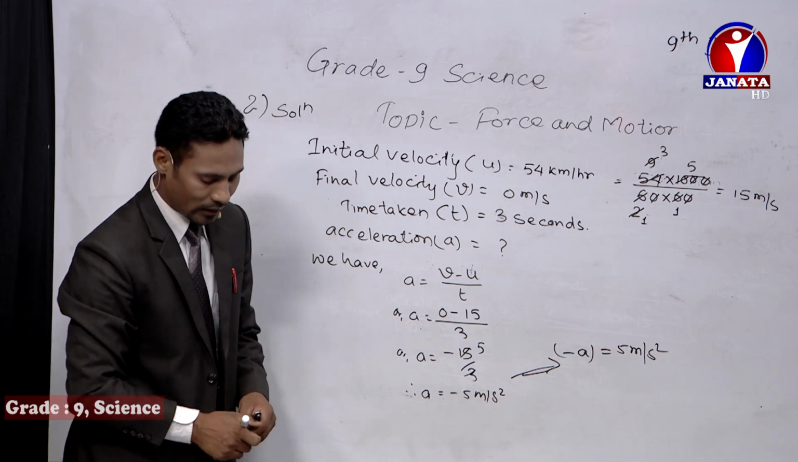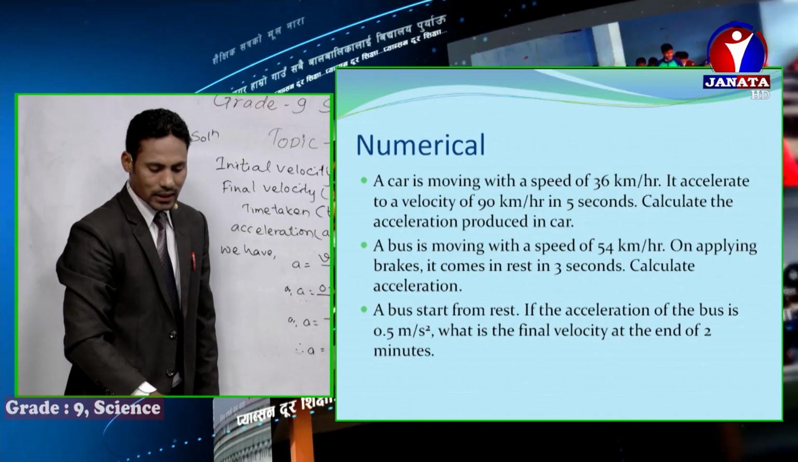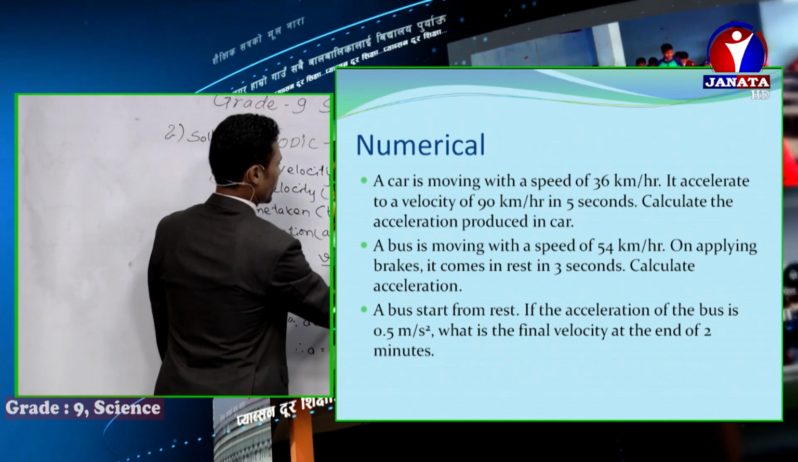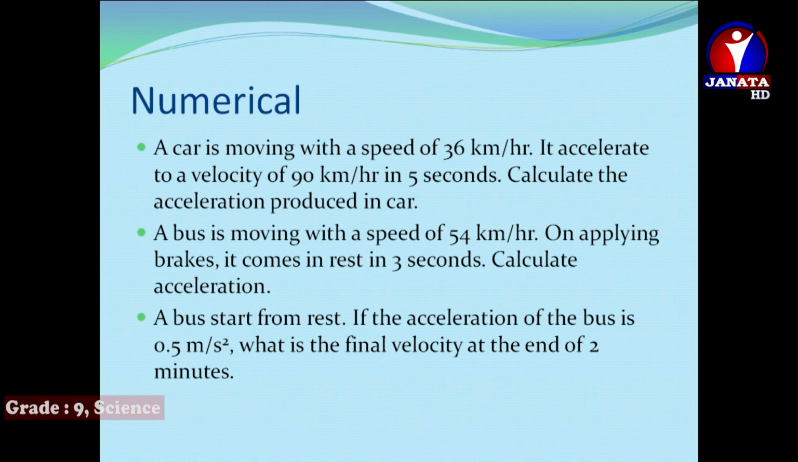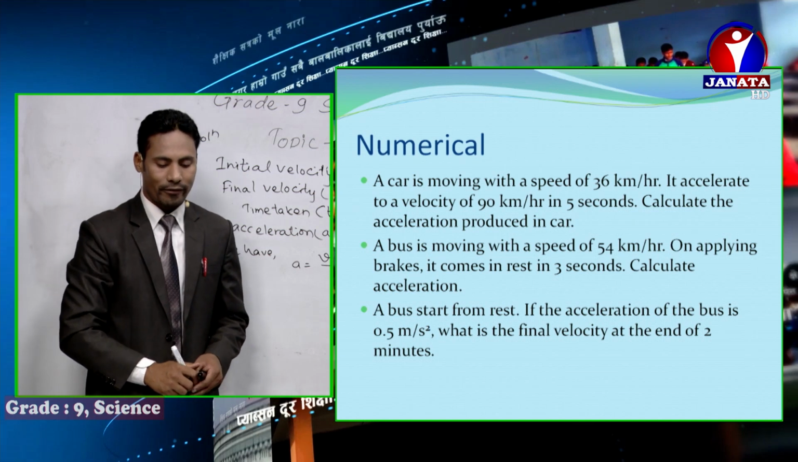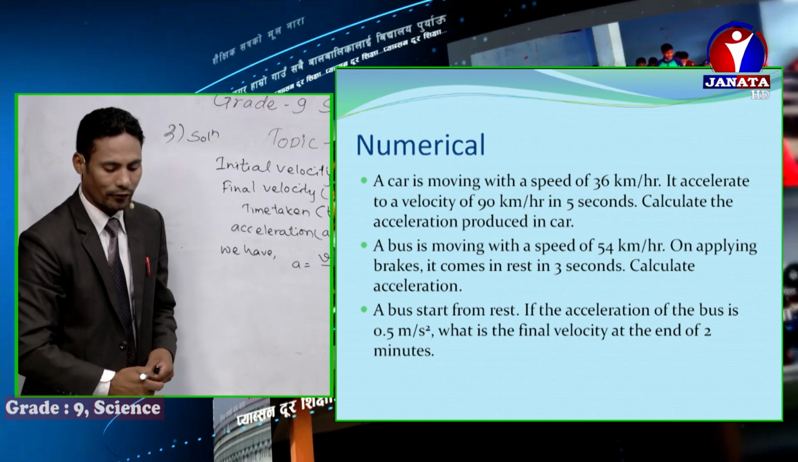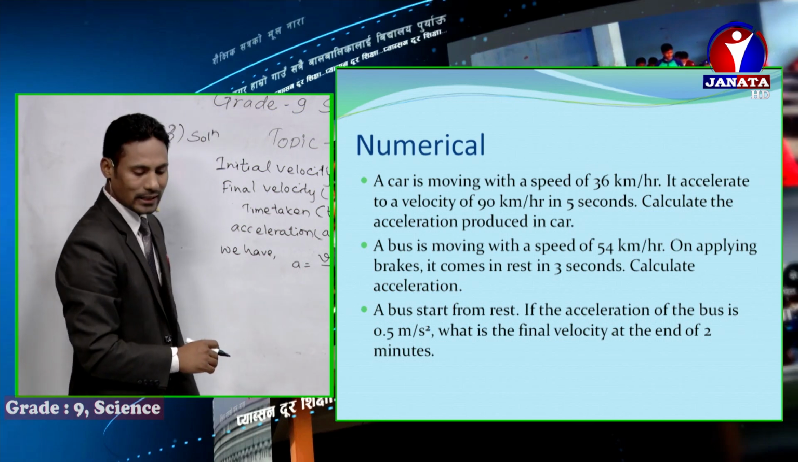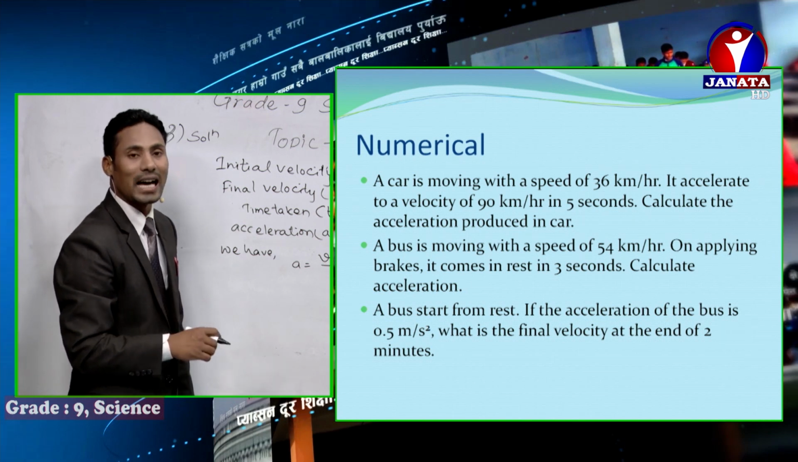So in this way we can solve this kind of numerical problem. And one more numerical problem is there, question number 3. A bus starts from rest. If the acceleration of the bus is 0.5 meter per second square, then calculate the final velocity at the end of 2 minutes. So the initial velocity is given because the bus starts from rest.